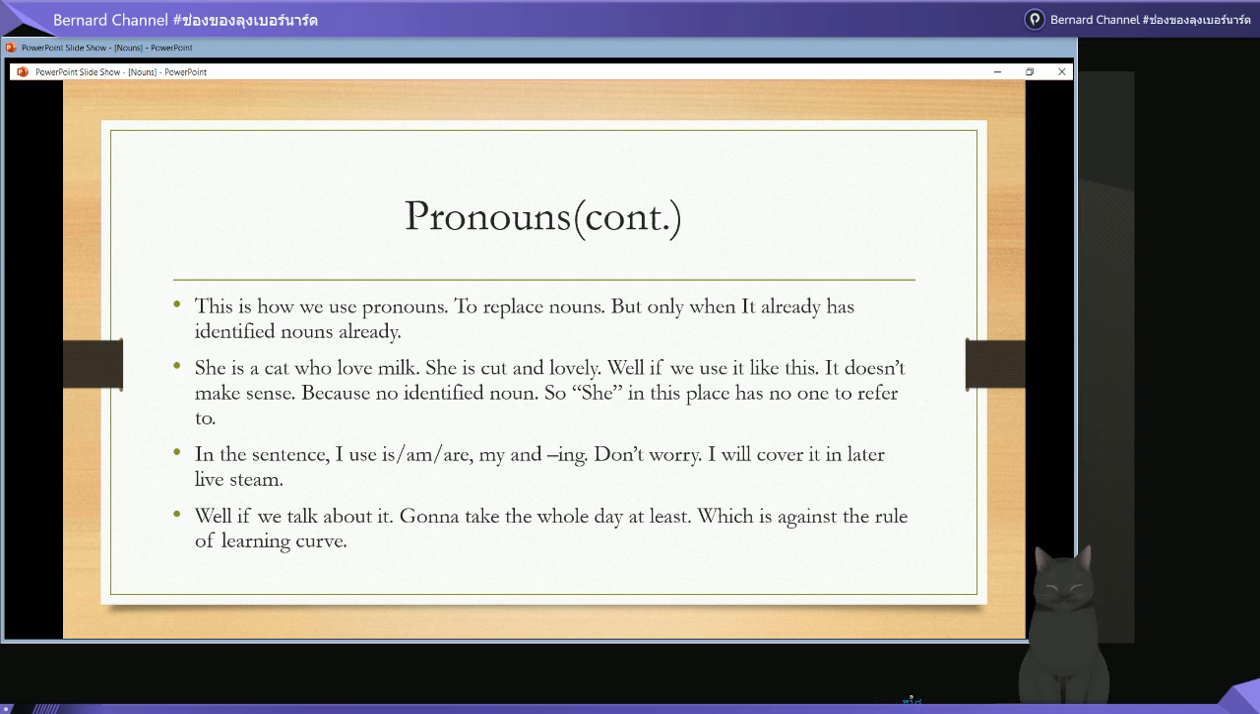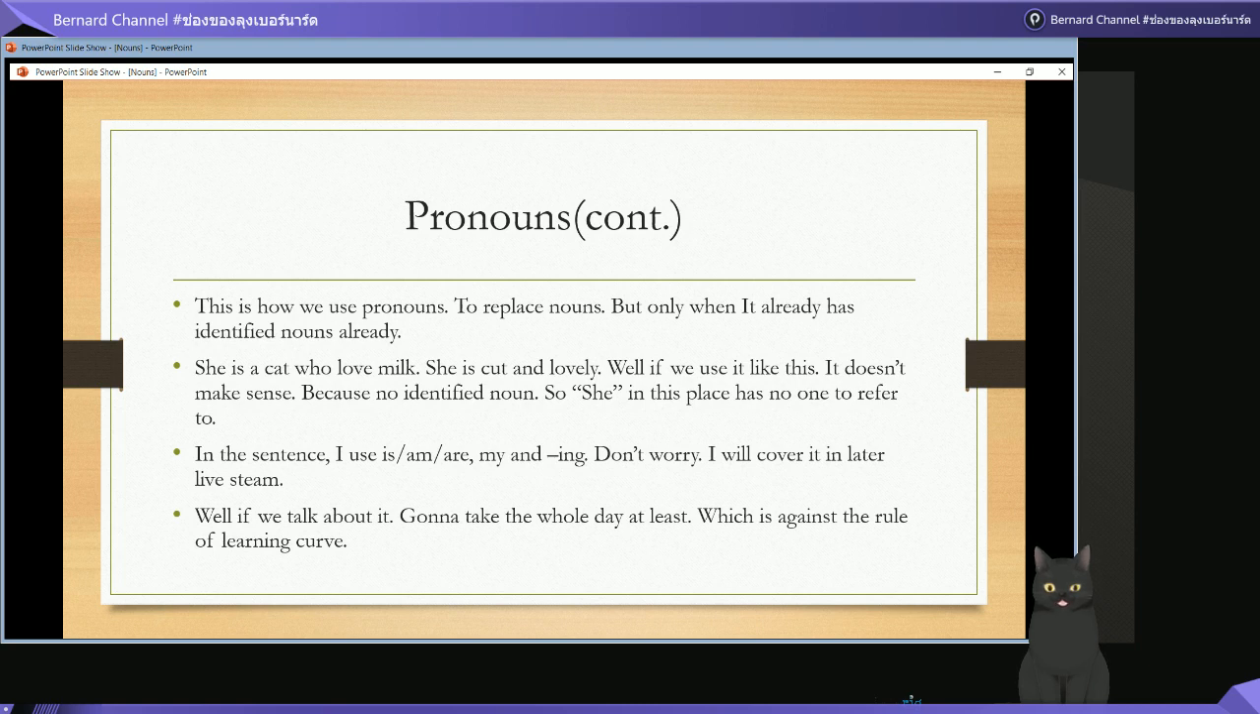You cannot use it alone, right? She is a cat who loves milk. She is cute and lovely. Wait, if we only use she and don't give you the identified noun, what does she mean? The she here doesn't refer to anything, and that's going to be a very confusing sentence. Who does this she refer to? So the pronoun will be useless if you don't put an identified noun before using it. So next time when you use a pronoun, you need to identify what that pronoun refers to. Okay, be careful.